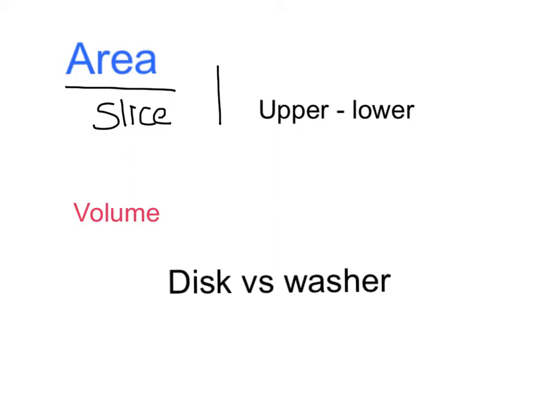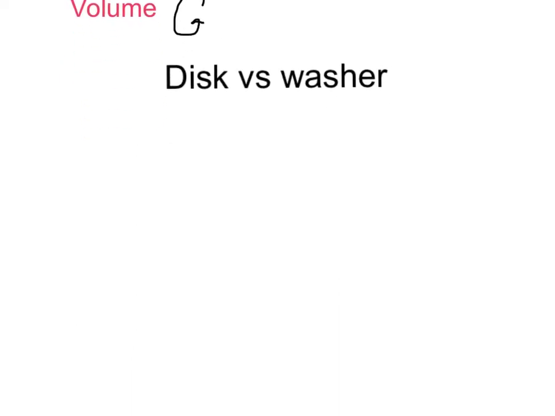Now, volume, we're going to start revolving things when we find the volume. We revolve them around a certain axis, and they'll always tell you what axis, whether it's X, Y, or just a general line. Now, when we talk about volume, we have to distinguish whether we first have a disc or a washer. So let's break it down and talk about the two.